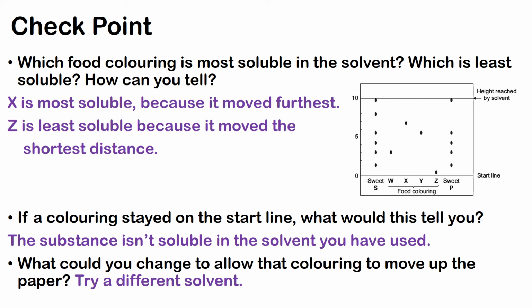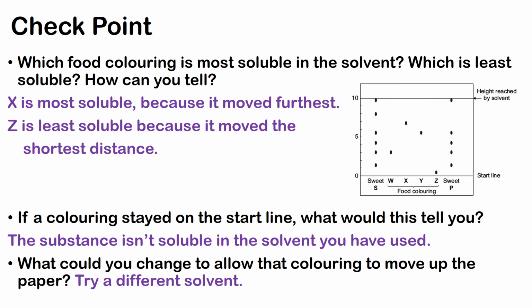And what we can see is that X is the most soluble because it's moved the furthest distance. If you look at it, that spot is highest. So as the solvent has come up, it's picked up X and it's carried it quite far. So X is quite soluble in that solvent. Whereas Z, if we look at Z, Z's still right near the bottom, right by the start line. So the solvent's really struggled to carry that at all. So Z must be the least soluble in that solvent. And we'll know that because it's travelled the shortest distance.